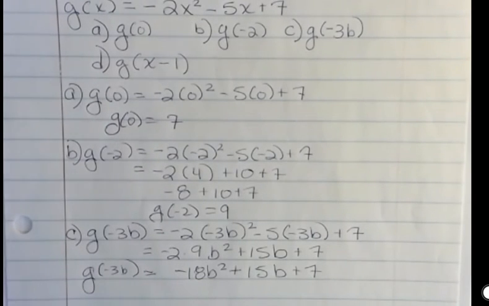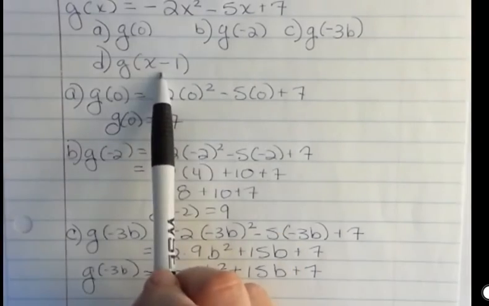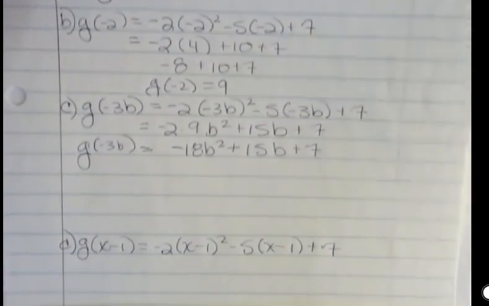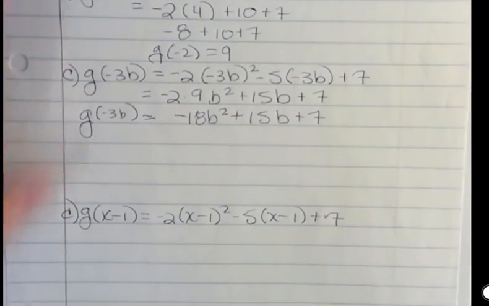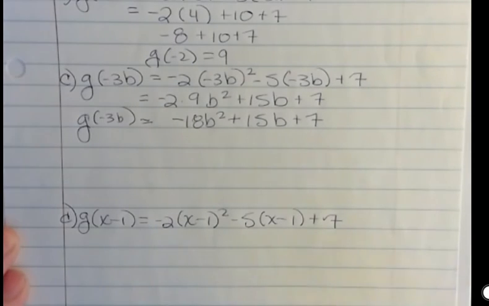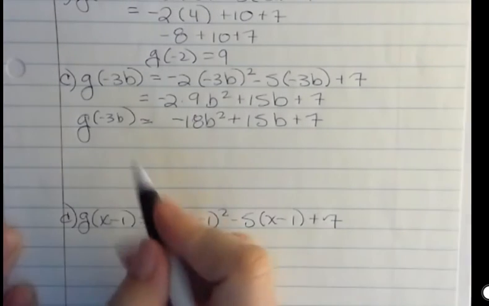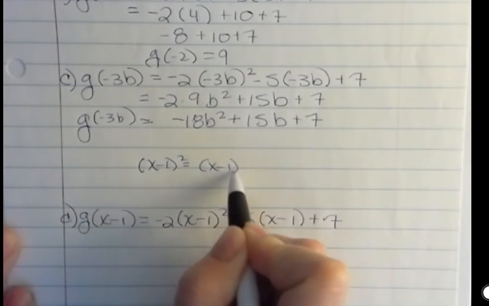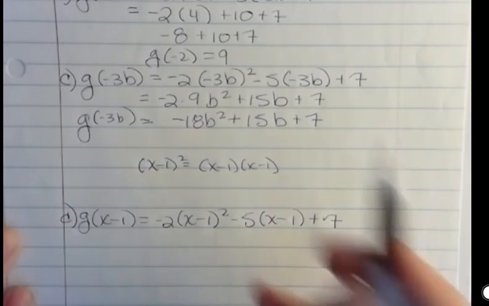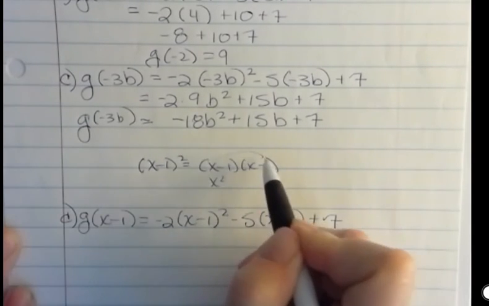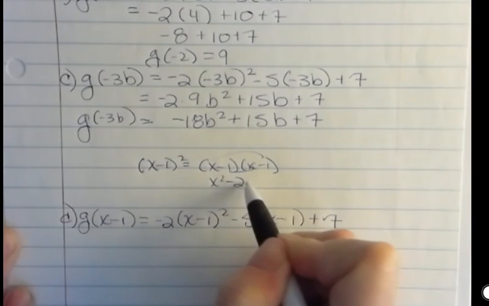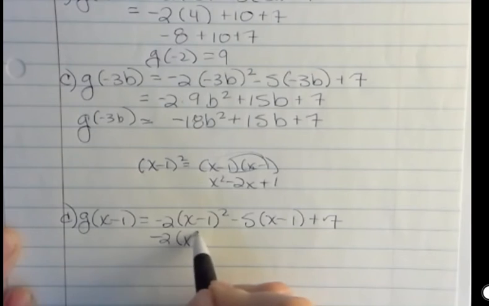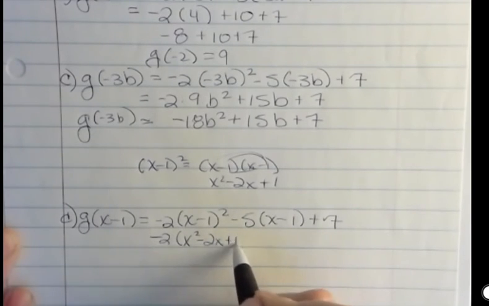Now the last one, I'm going to replace this x with x minus 1 and this x with x minus 1, and that's going to be a more complicated problem. So what I'm going to do first is square the x minus 1. I'll do it right up here. What is x minus 1 squared? Well, it's x minus 1 times x minus 1, right? And that is x squared. And remember, I have inside and outside terms, minus 2x plus 1. So I have negative 2 times x squared minus 2x plus 1.